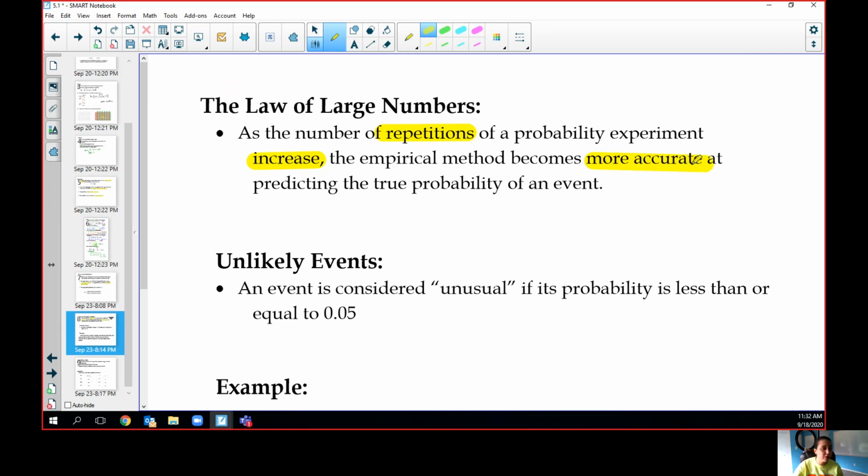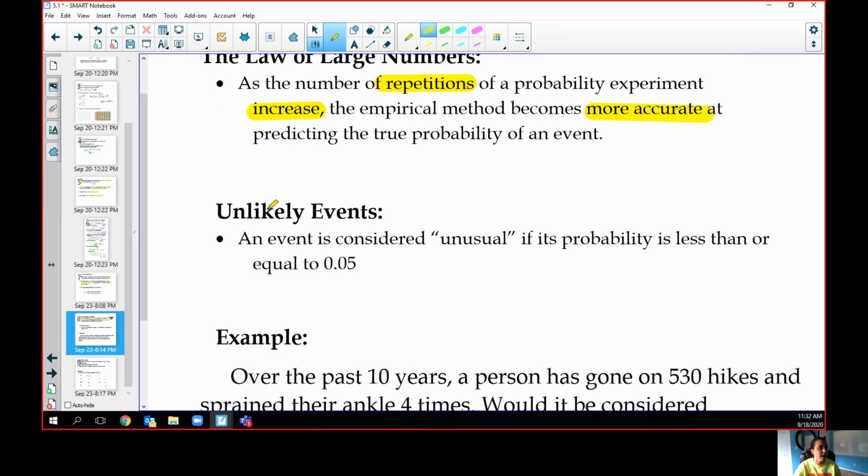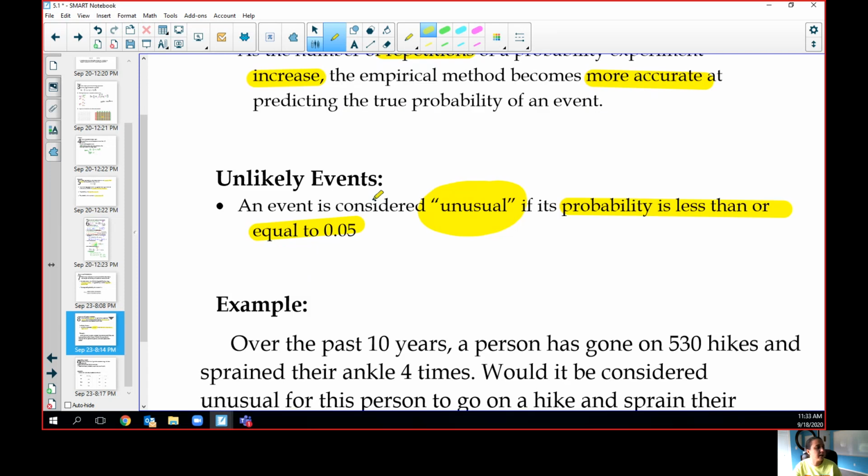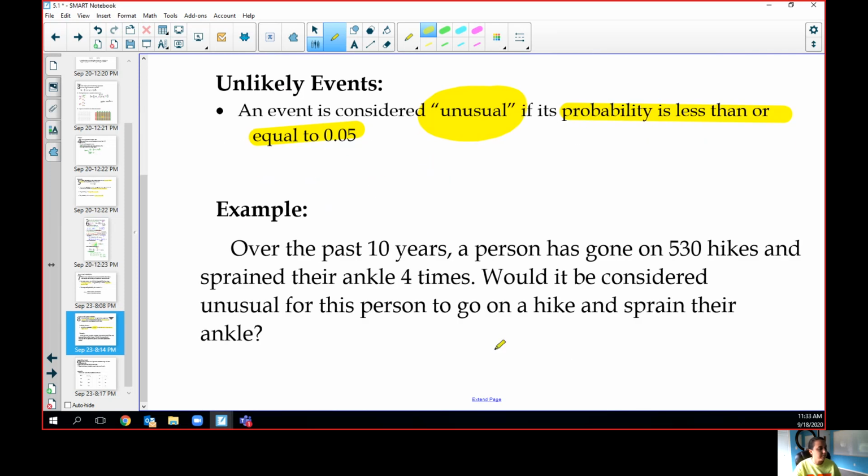Then we're going to find another way to find unlikely or unusual events. If we find the probability is less than or equal to 0.05, it is considered unusual. So let's take a look at an example.